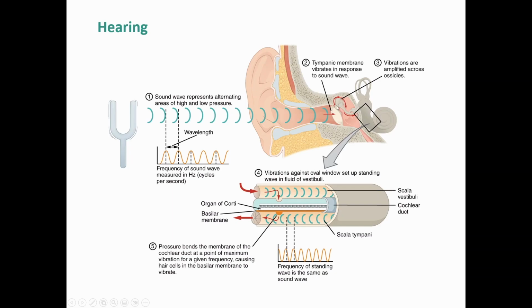How frequent the vibrations are is going to tell us how frequent these waves happen, and how loud it is is going to tell us how big these waves are. The pressure from these waves, as they pass through, is going to put pressure on the membrane of the cochlear duct. This is going to cause the hair cells in the basilar membrane to vibrate. And it's those vibrations, those bends, those changes in the shape or motion of the hair cells, that is going to be converted to sound for us.